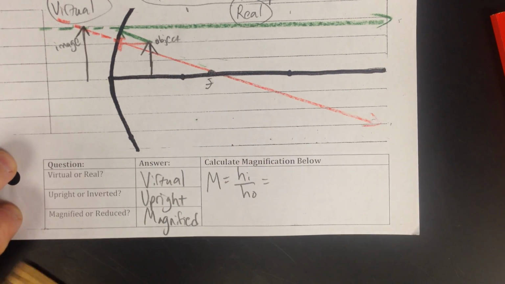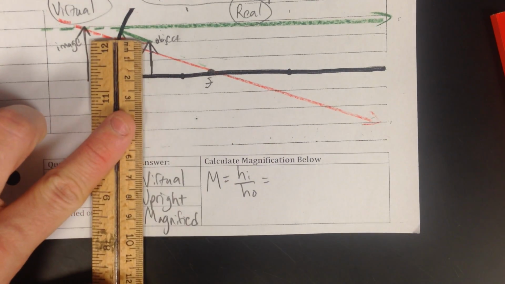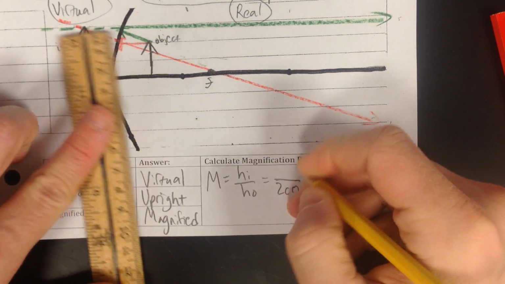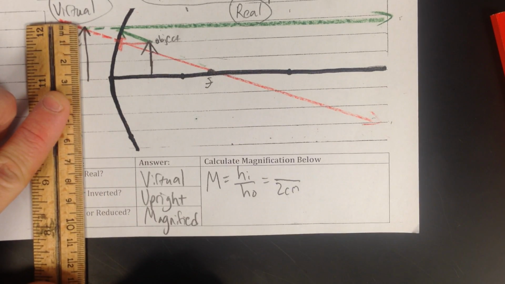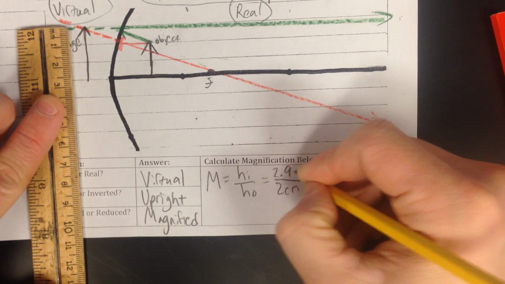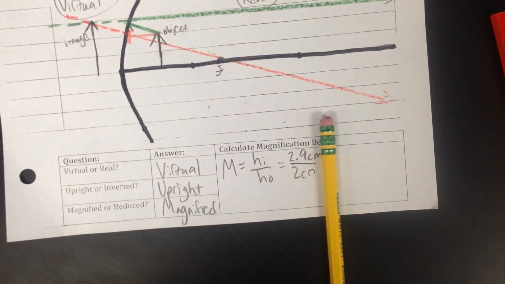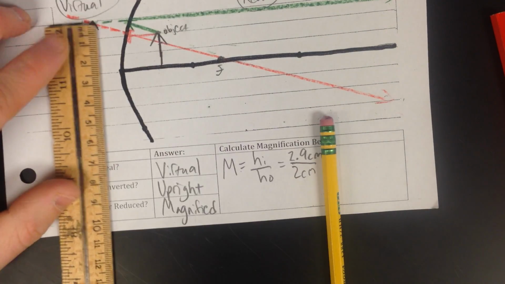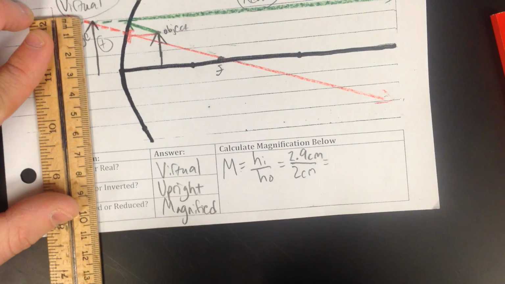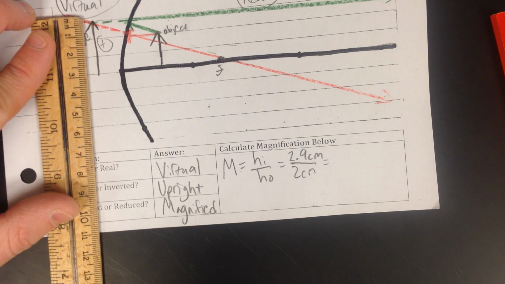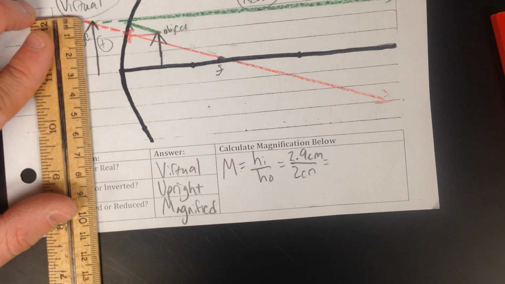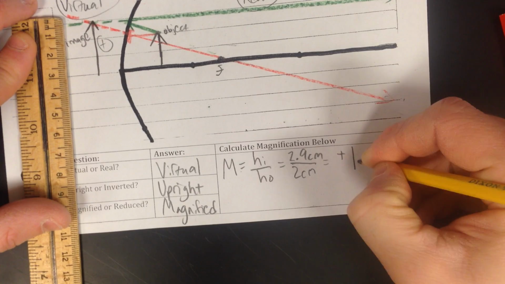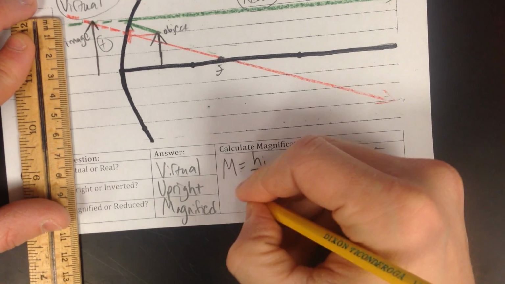HI over HO. This is 2 centimeters high, my object. And my image is about 2.9 centimeters high. This image has a positive height because it's upright. The last image was a negative height because it was upside down. So this time my magnification is a positive number, 1.45.